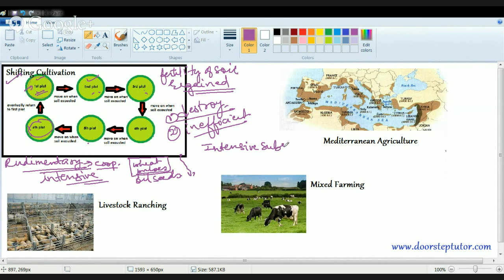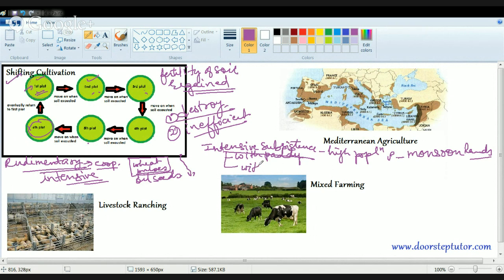Intensive subsistence is growing for high population people. So you have high population density regions like the Doab region of India. So you have the Ganga Yamuna basin, then you have the regions of Philippines, Malaysia, mainly common in the monsoon lands. So under monsoon lands you have huge population. Now intensive subsistence is of two types, with paddy, that is paddy means rice, and without paddy.